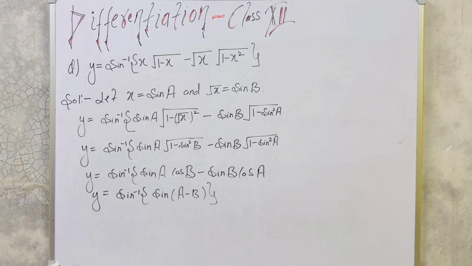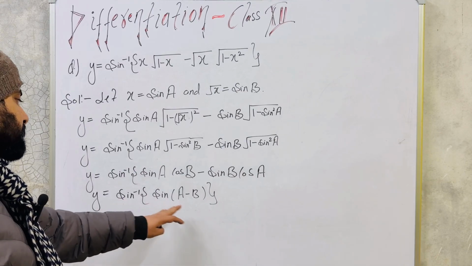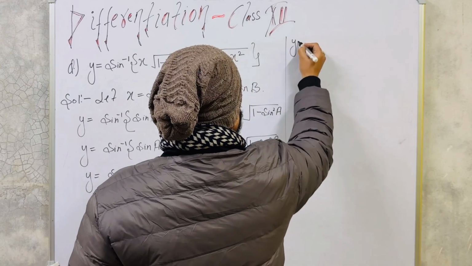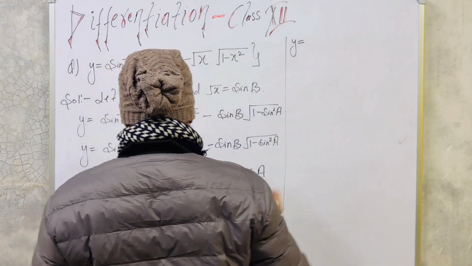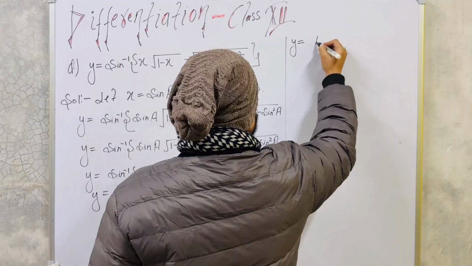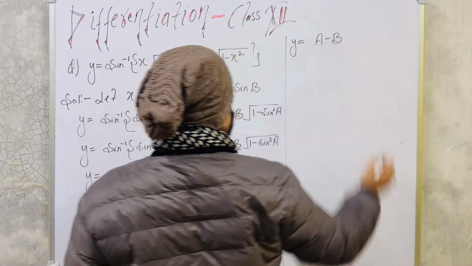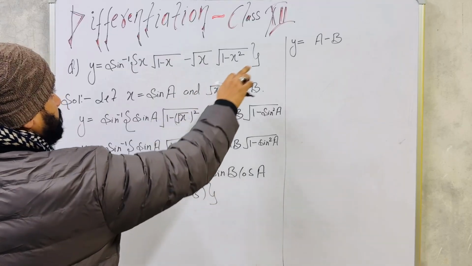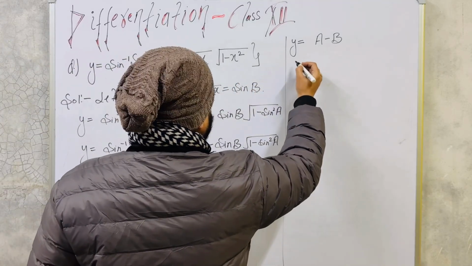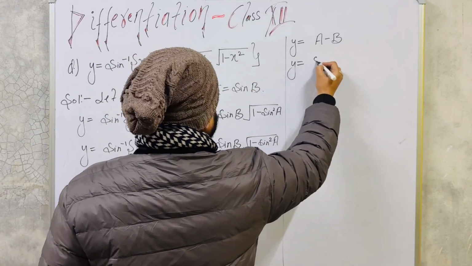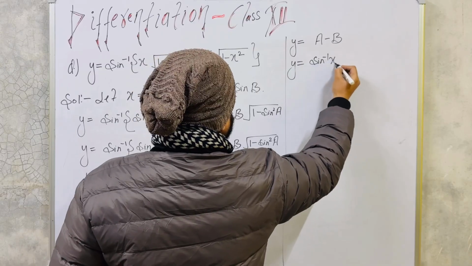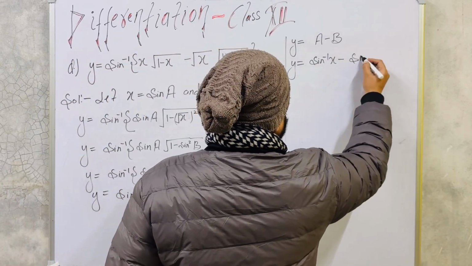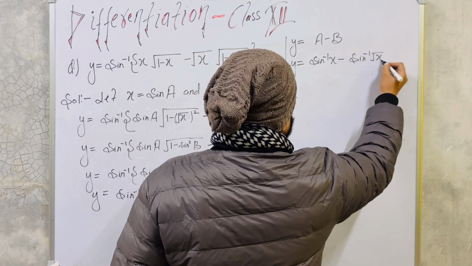Now we have to remove sine inverse into sine, and the remaining part is y is equal to a minus b. We have to put the value of a in this equation. Now y is equal to sine inverse x minus b, which is equal to sine inverse x minus sine inverse under root x.